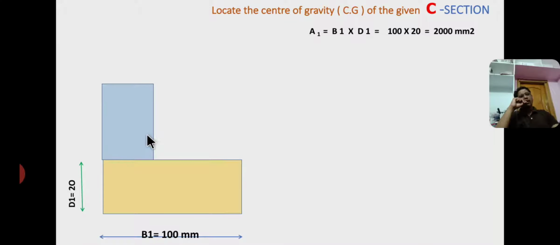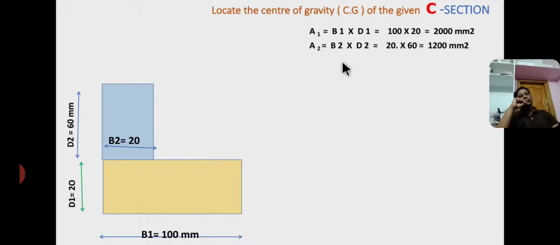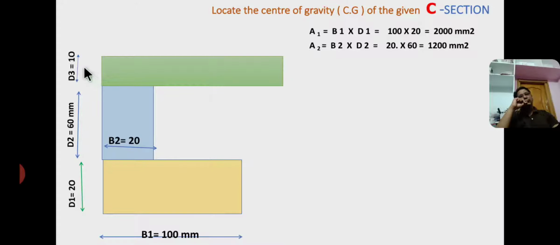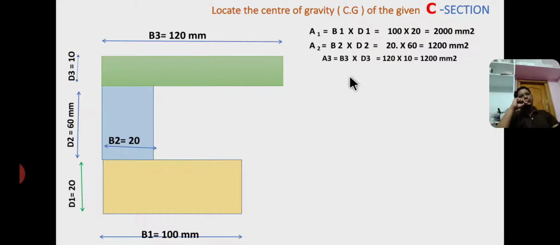Next, the area of the second rectangle, section 2, is base into depth, that is A2 equals b2 into d2. With b2 equal to 20 mm and d2 equal to 60 mm, A2 equals 20 by 60 equals 1200 mm square. The area of the top rectangle, section 3, has depth d3 equal to 10 mm and base b3 equal to 120 mm. Therefore A3 equals b3 into d3 equals 120 by 10 equals 1200 mm square. These are the individual areas.